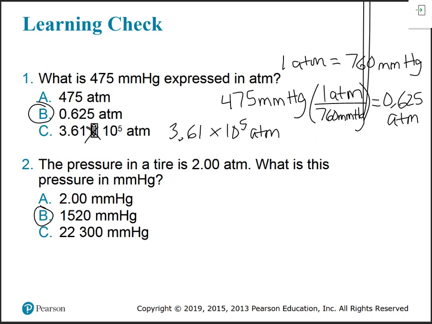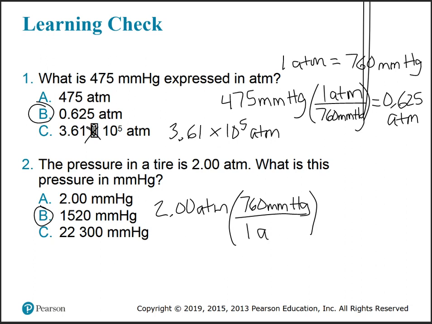For this one, you would take your 2 atmospheres and multiply by your factor that has 760 millimeters of mercury in the top and 1 atmosphere at the bottom. And that would give you 1,520 millimeters of mercury.